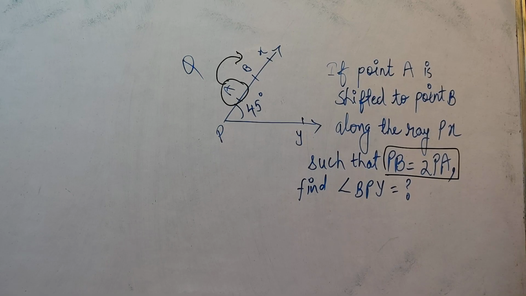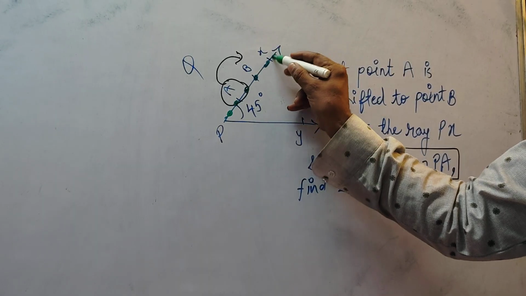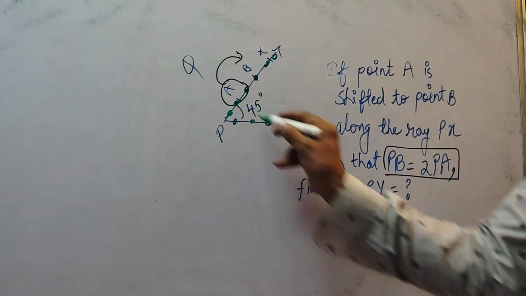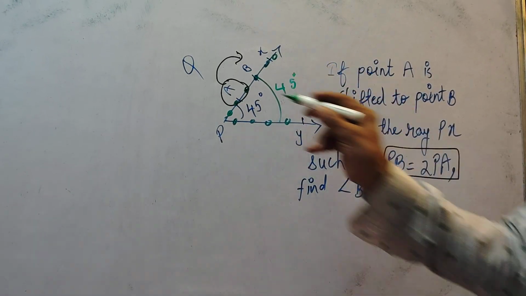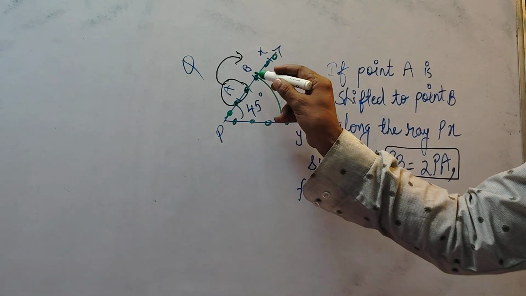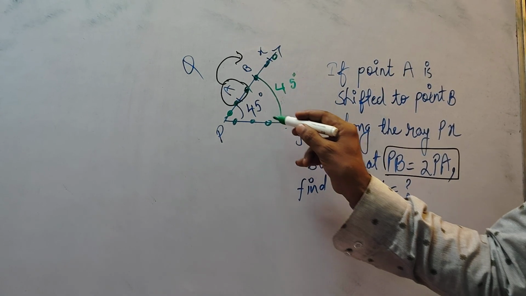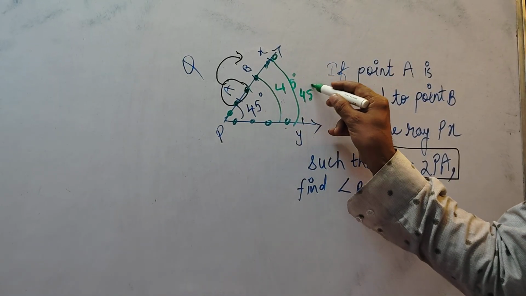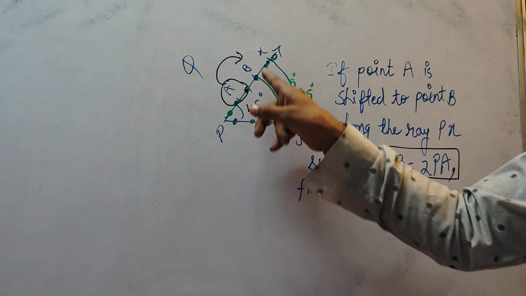The angle does not change in the case of the same line, the same ray, because all points on this PX ray make 45 degrees with PY. All points make 45 degrees. Here we can mark another point as Y1, Y2. So all angles here are 45 degrees. So angle BPY is 45 degrees.